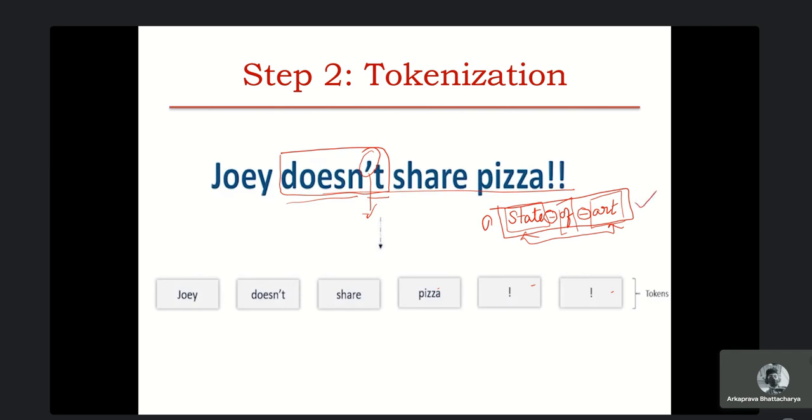Whenever you are performing tokenization, you will have issues with apostrophes, with hyphens, and also with dots. Let's suppose I have something like Ph.D. If I remove the dot, then Ph would be considered one token and D another token. No, it has to be considered as one single token. Tokenization is a very important part of NLP, so you should look into apostrophes, hyphens, and dots whenever you perform tokenization.